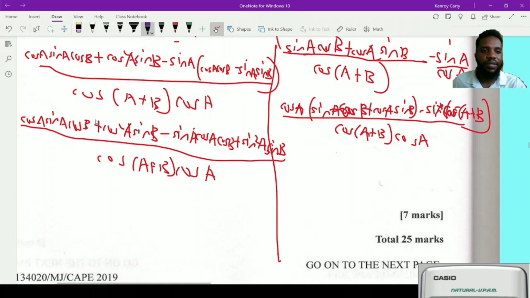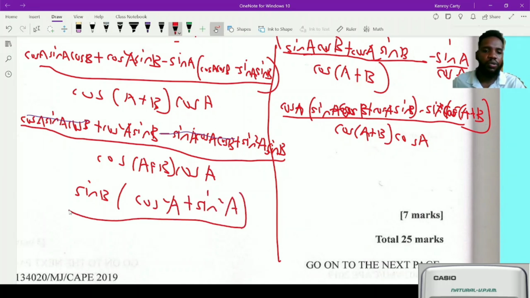Now look out for things that can cancel out. For instance, all of this would take out all of this right here. So that's gone. What else can I do? I'm going to group these two. So I have cos squared A sine B plus sine squared A sine B, which tells me right away that sine B is common. So I'm going to factor out a sine B. In bracket, I'm going to have cos squared A plus sine squared A, all over cos of A plus B times the cosine of A.